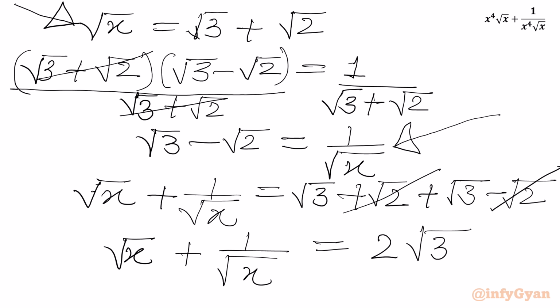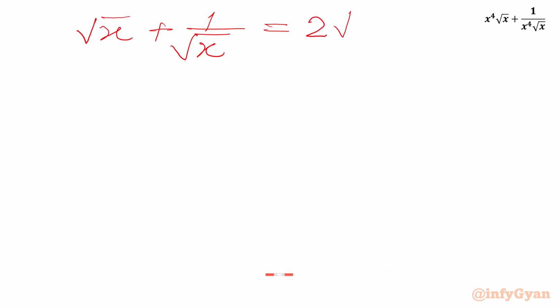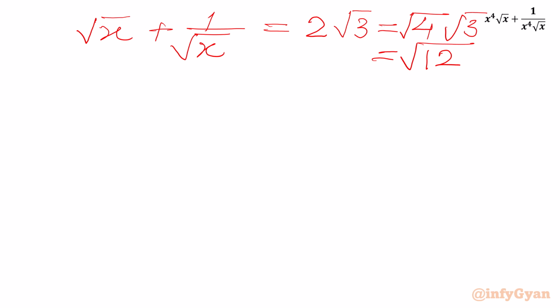Now, our target expression is x power 4 root x plus 1 over x power 4 square root x. Let me write the result here. Root x plus 1 over square root x equal to 2 square root 3. Or I can write 2 square root 3 as square root 12, so we can write square root 12 also in RHS.